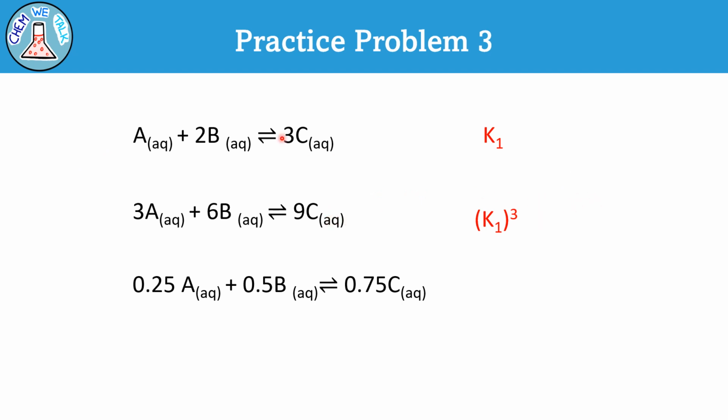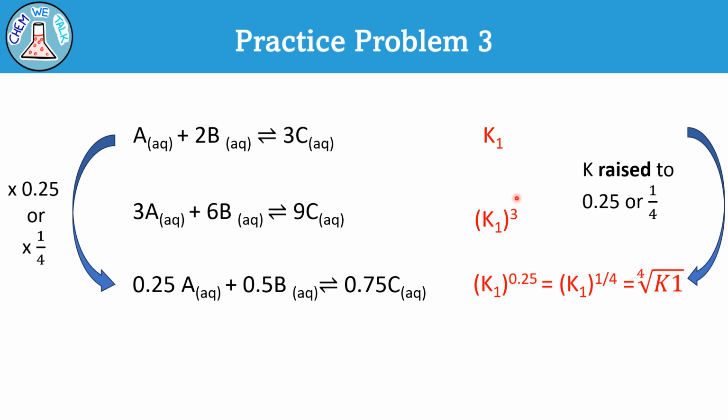Okay, so let's look at the first and third reaction and see what happened. This one's not as obvious, but from here to here, A goes to 0.25, 2B to 0.5, and 3C to 0.75. It turns out that we are multiplying by 0.25, which is the same thing as multiplying by 1/4, and we're going to do exactly the same thing. So if this here was k1, and we multiply by this factor, those factors become the exponent. So the new k would be k1 raised to 0.25 or k1 raised to 1/4, which is the same thing, and if you remember your algebra correctly, that also corresponds to the fourth root. So whatever you do to the coefficients, you do to the exponent of your k.